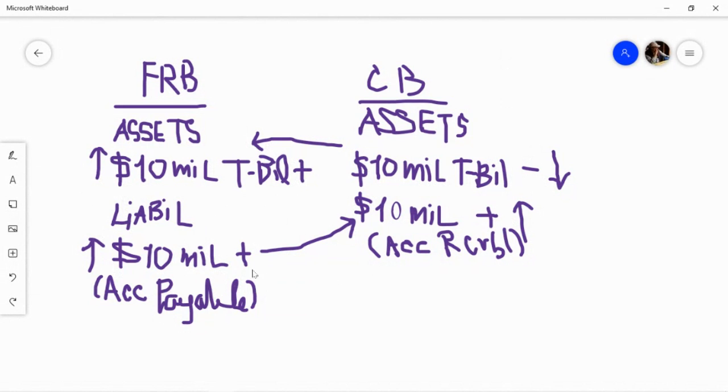and they credit the commercial banks' asset side. In other words, accounts receivable of the commercial bank goes up by 10 million. But now, if the commercial bank has a problem, what you might wonder is, why is this a problem?